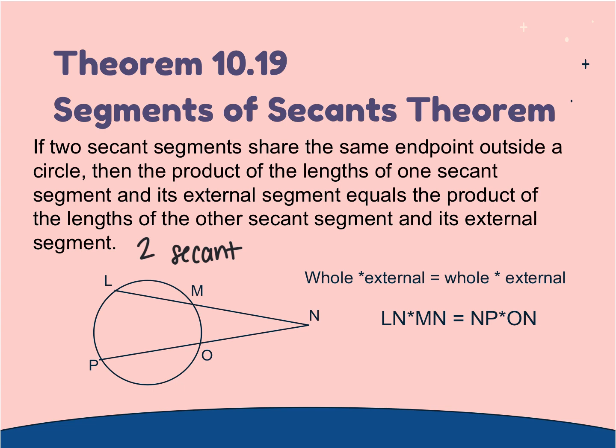Okay, 2 secant lines. And how you're solving for 2 secant lines: if you have 2 secant lines that share the same endpoint outside the circle, then the product, let me highlight that, the product of the length of one secant segment and its external segment equals the product of the length of the other secant segment and its external segment. So you have your secant times your external. So that's why they're writing whole times external. So I'm going to highlight it.